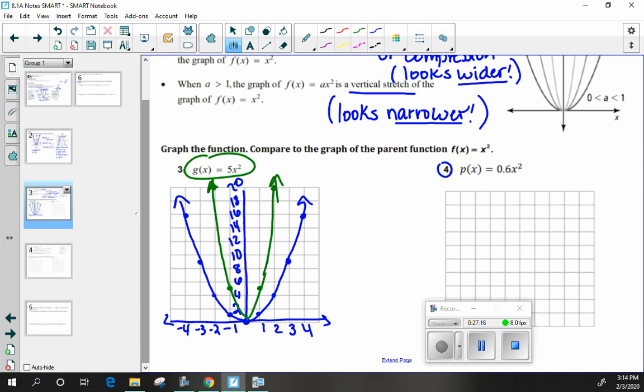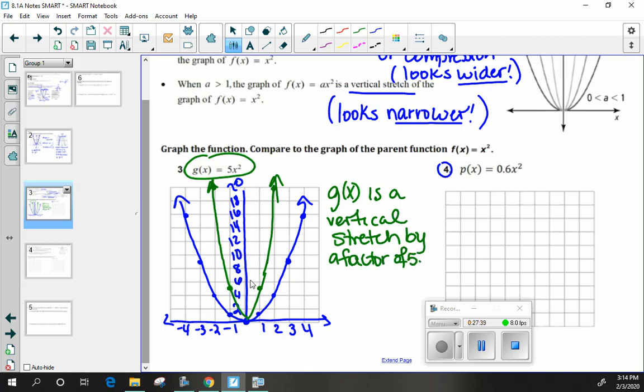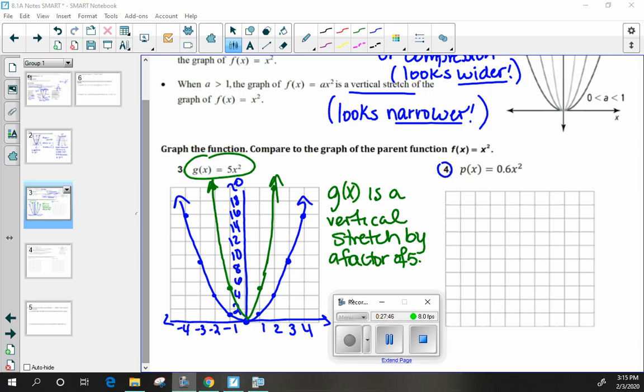We would say that g of x, this is what I'd be looking for here, is a vertical stretch by a factor of 5. That's how I would describe it. Make sure you use the proper vocabulary. In this case, the proper vocabulary is vertical stretch.